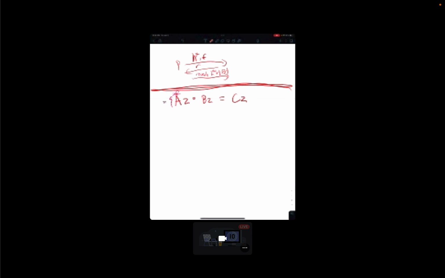So each row is like a constraint. And so the ith constraint is of the form: the ith entry of AZ times the ith entry of BZ equals the ith entry of CZ, for all i equals 1 to m. Okay, that's R1CS.